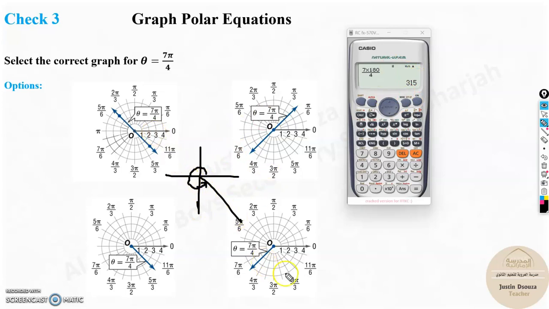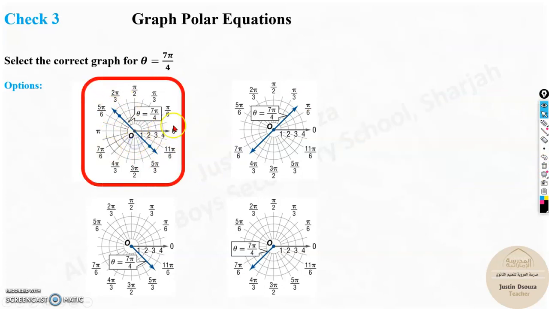Where is it? This is wrong, this is wrong, this is wrong. And since radius is not given, it can be anywhere. So you need to extend it backside. So this is the correct answer. It can be either positive or negative. So the first option is the correct one.